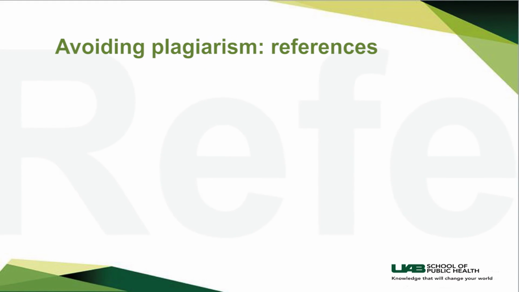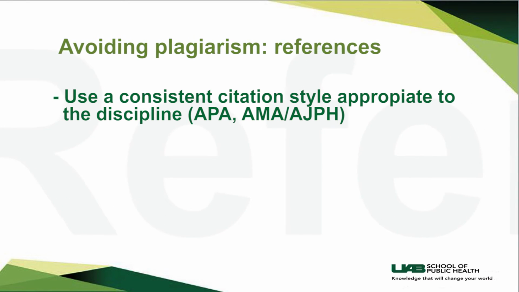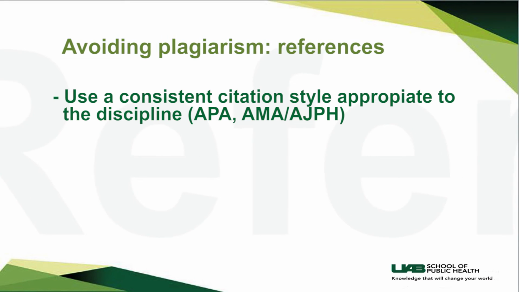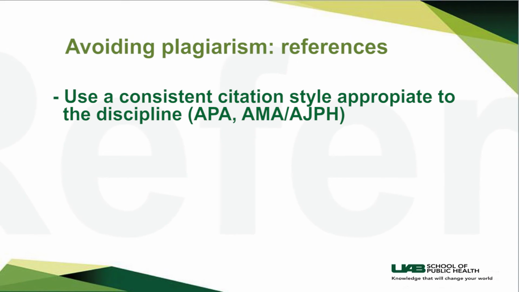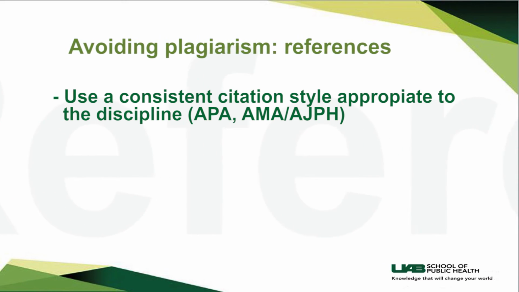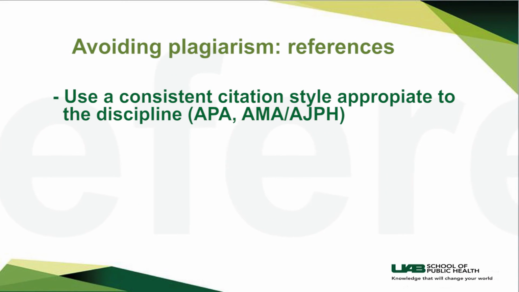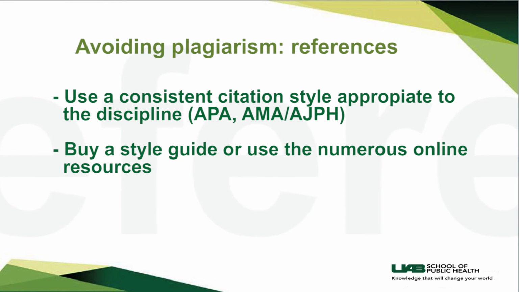Then lastly, related to in-text citations, is using references appropriately. So you want to use a consistent citation style, one that's appropriate to the discipline. So in public health, we most commonly use American Psychological Association format or American Medical Association format, and there's actually a specific format that's used by the American Journal of Public Health, a particular style of AMA that we tend to use. You can buy a style guide.